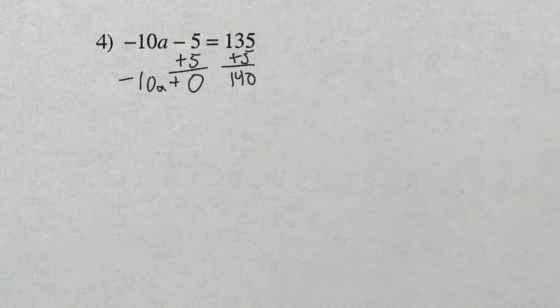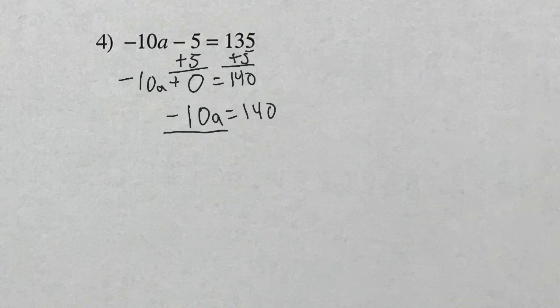I get negative 10a plus 0 equals 140. Negative 10a equals 140. I'm multiplying, right? So 10 times a. So I'm going to do the inverse, which is divide. And I want to get rid of this full negative 10. I want a by itself and not as a negative. So if I divide negative 10 by negative 10, I get positive 1, right? Which leaves me with a, or 1a, if we're going to do it this way.